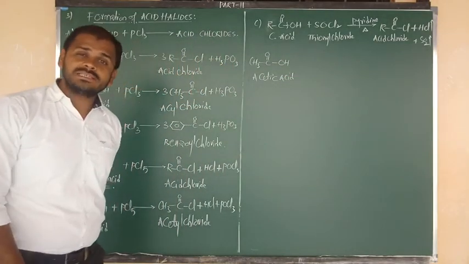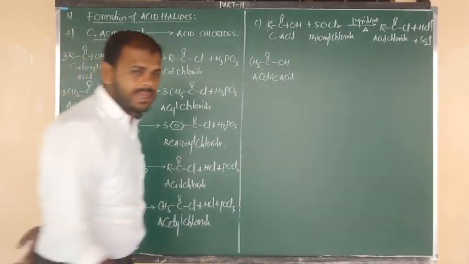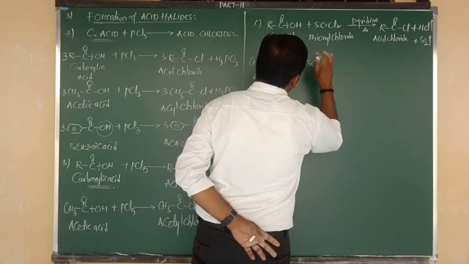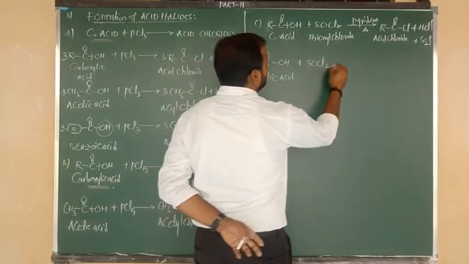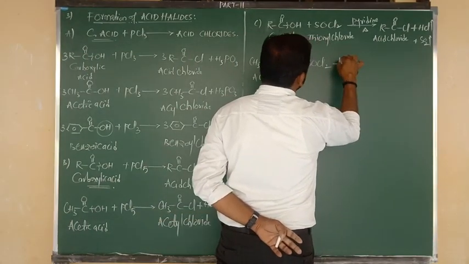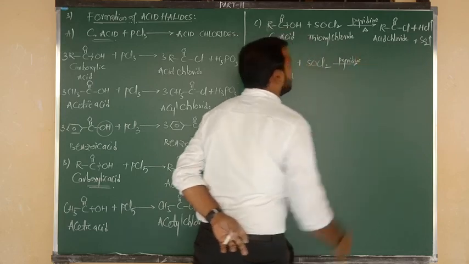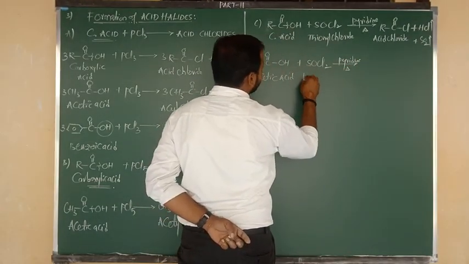When it reacts with thionyl chloride, formula SOCl2. Upon reaction with thionyl chloride, nothing but reaction with SOCl2. Reaction with what, beta? Thionyl chloride. And this reaction takes place in presence of pyridine. In presence of what, beta? Pyridine. Okay, what is meant by SOCl2?